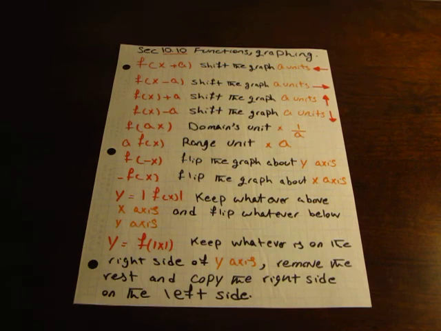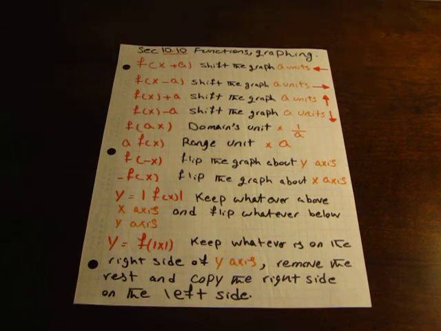The other scenario is y equals f of the absolute value of x. In this case, we keep whatever is on the right side of the y-axis and remove the rest. After that, we copy the right hand side onto the left hand side.